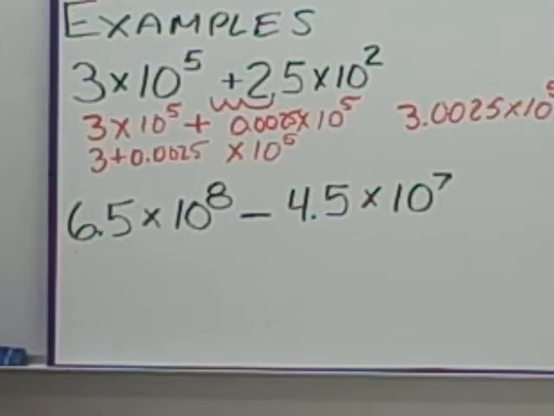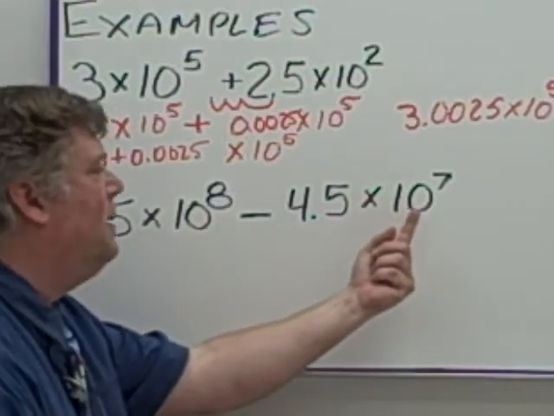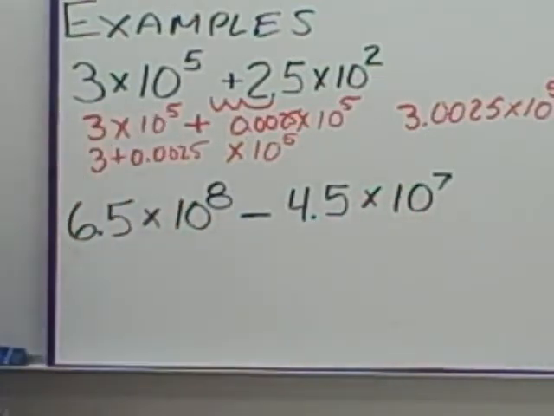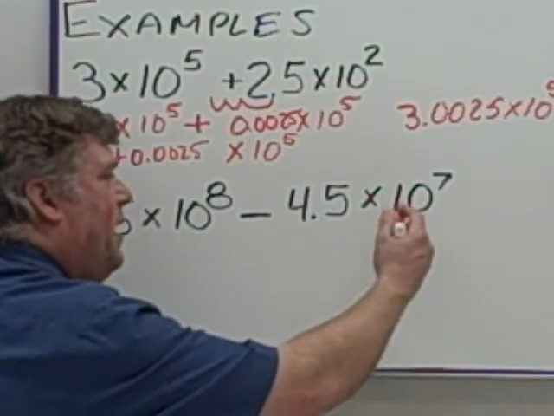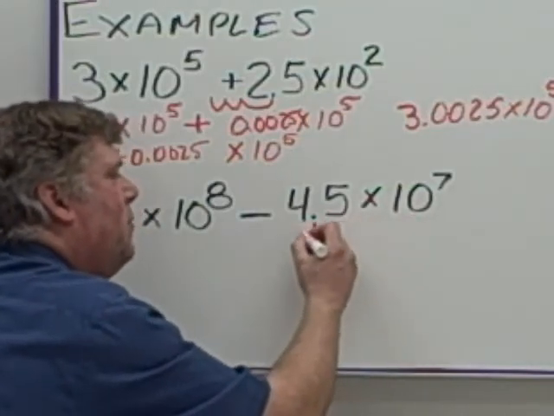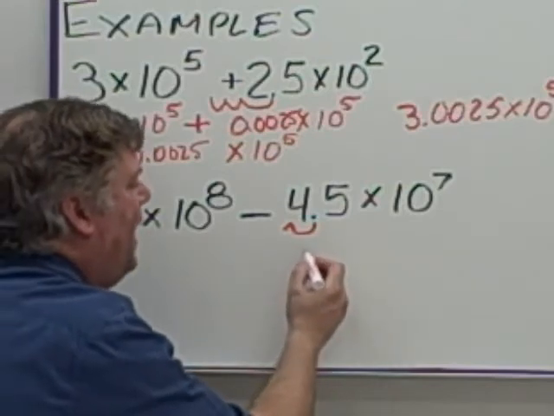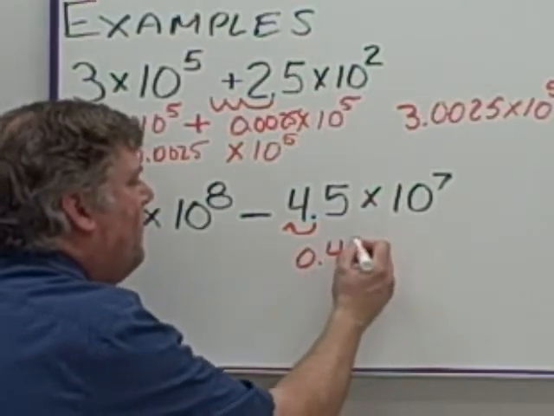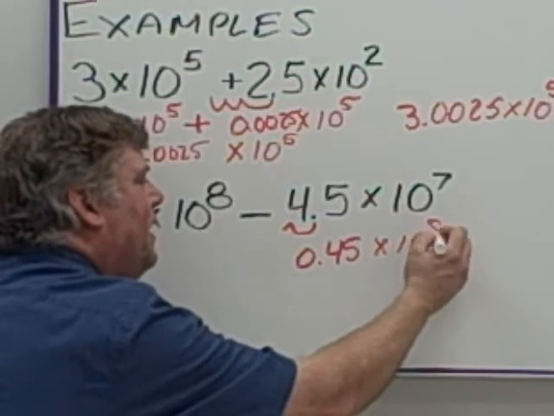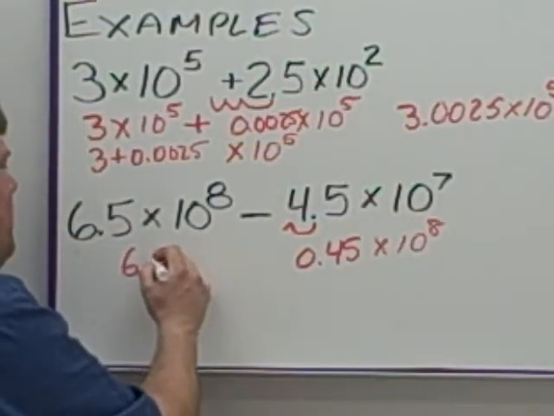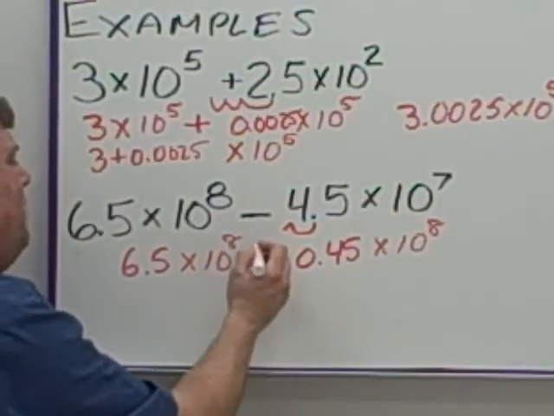All right, this one here, we're going to do subtraction. Same process. Match the exponents. This is the bigger one. Let's make the 7 into an 8. How do we make the 7 into an 8? We add 1 to it. So it means we're going to move this one place value smaller. So we're going to get 0.45 times 10 to the 8th. And this is 6.5 times 10 to the 8th.